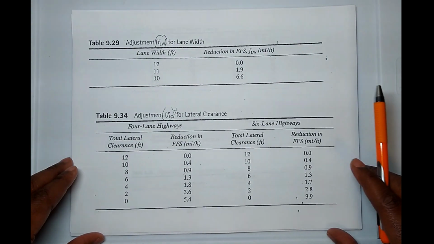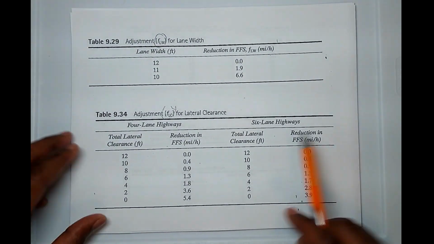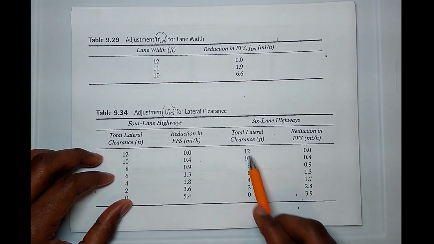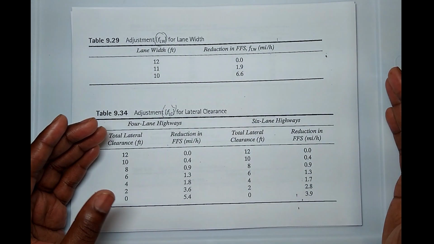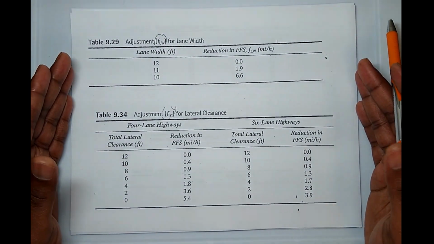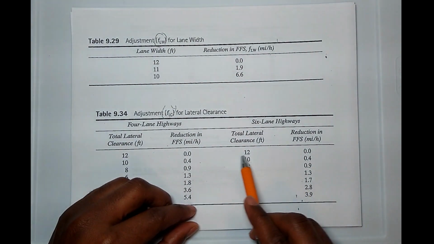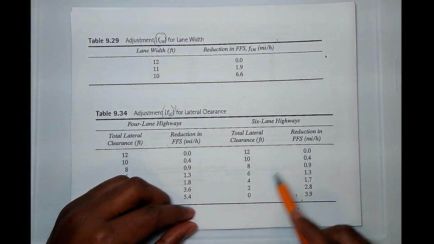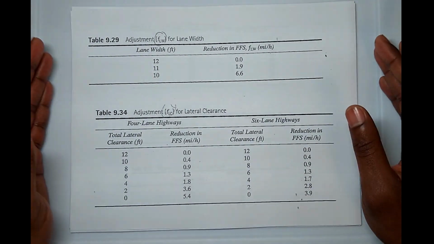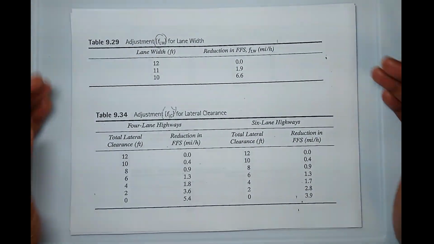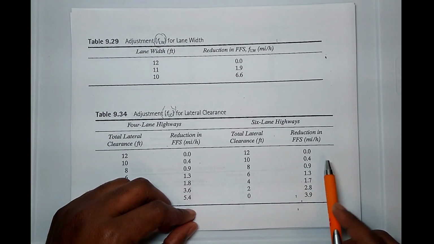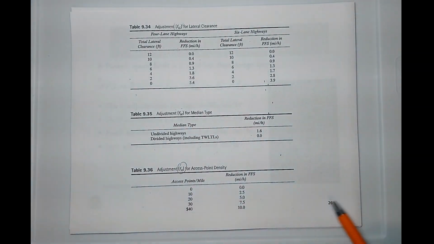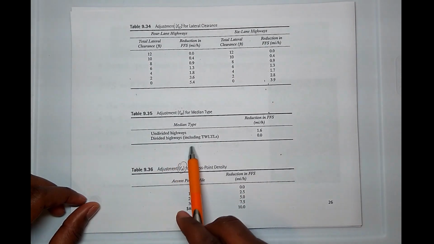If there's a total lateral clearance on a 6-lane highway, so that's 3 lanes in each direction, say 6 feet on the left and 6 feet to the right, then it's 12 feet. If they add up to 12 feet, then you don't subtract anything, because ideally you want a total lateral clearance of 12. But if the total lateral clearance was only 8, then you would subtract 0.9 from that 60 miles per hour. You can look at the other types of tables, the undivided and divided highways.